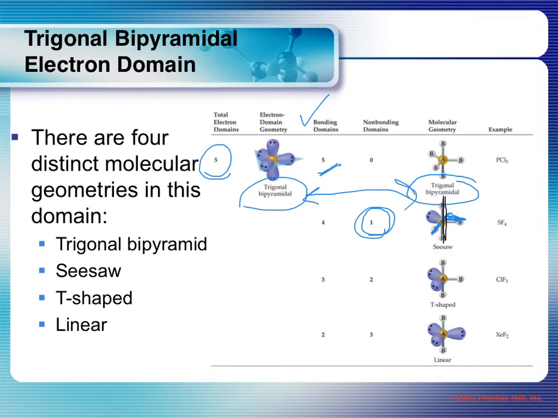And if you introduce 2 lone pairs in 2 out of the 5 positions, what you have left is the straight up and down, and then one straight out. That's T-shaped. And now if you introduce 3 non-bonding domains, 3 electron pairs, it occupies all 3 of the equatorial positions, and all you have left are straight up and down, a linear molecular shape.